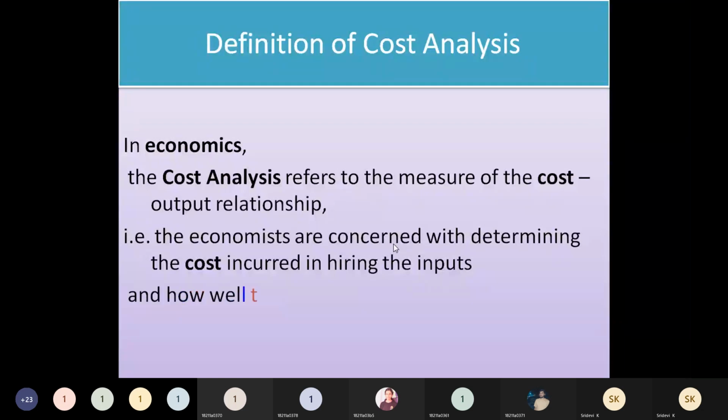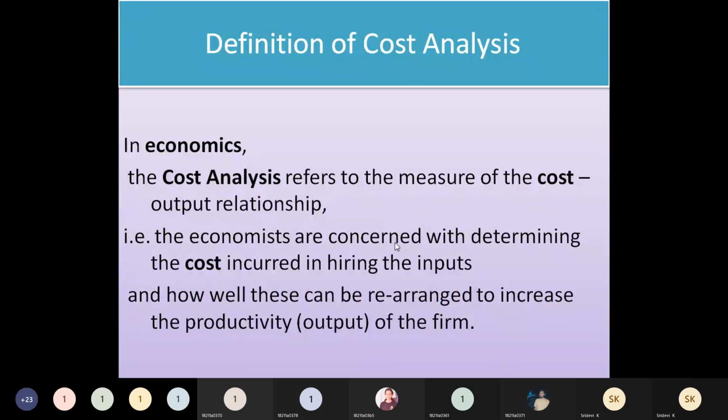So here all the economists have considered this cost, how the inputs are increased or decreased. Based on that, cost is going to depend. So that is what the economist says. The inputs will be affecting the cost. If you go on increasing, your expenditure also increases.